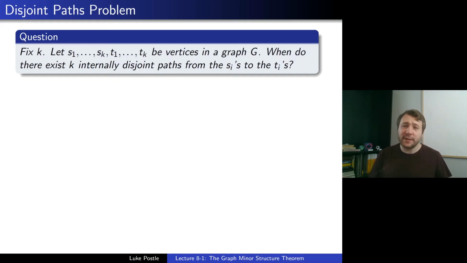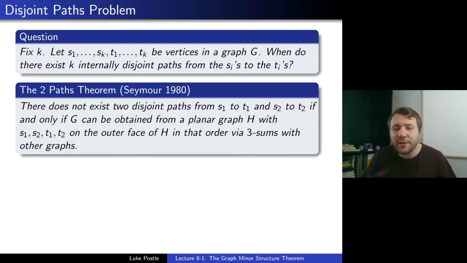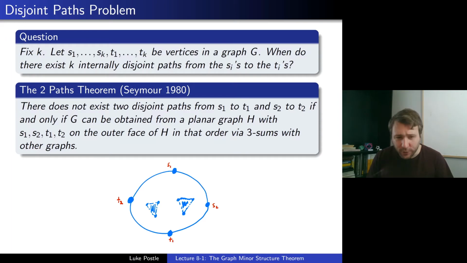And so when k is 1, of course, this is trivial, just asking if there is a path. With 2, there's a nice answer. It's called the two-paths theorem, proved by Seymour. And it says that there does not exist two disjoint paths from s_1 to t_1 and s_2 to t_2 if and only if G can be obtained from a planar graph H with s_1, s_2, t_1, t_2 on the outer face of H in that order via three-sums with other graphs. So here's a picture. If you have a planar graph and you had them in this kind of wrong order, you can't get both the s_1, t_1 and the s_2, t_2 path. They'd have to cross, planar-wise.